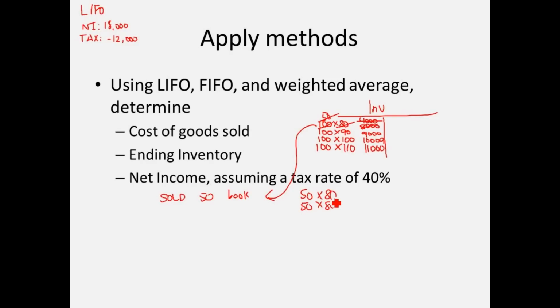How about the next 100 books that I sell? Where are they coming from? The $90 books. Okay, well, now I have none of those left. So I sold 100 that cost 90, and then I sell another 50 and then another 50. Which books are those? The $100 books.